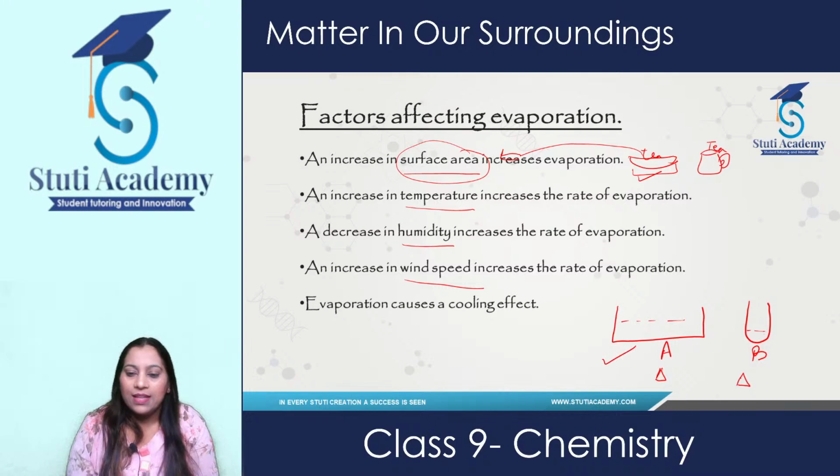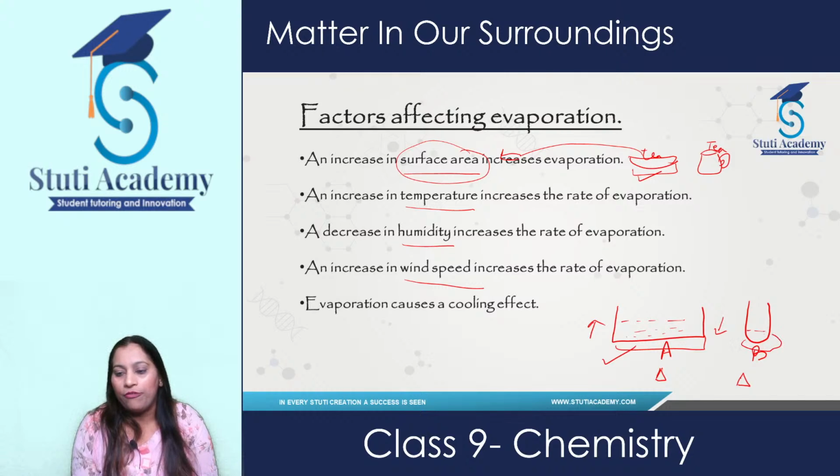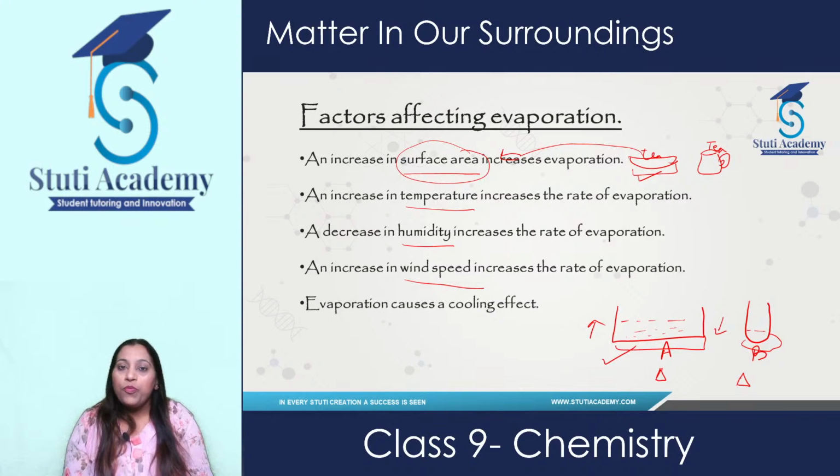Absolutely correct. Yes, so in A, the rate of evaporation is more in comparison with B, because the surface area of A is more and the surface area of B is less. It's a very important topic of this chapter, and reasoning questions can be asked in exams on the basis of these factors.